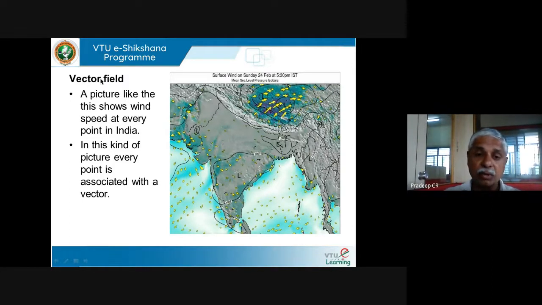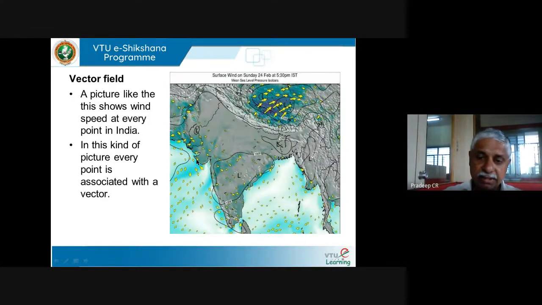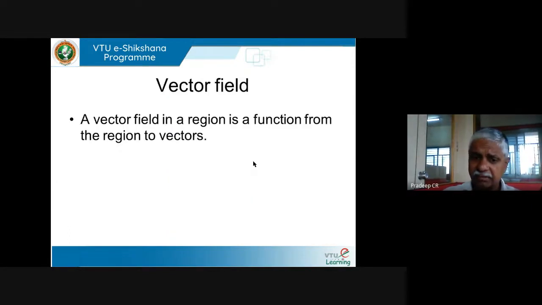Such a thing is called a vector field. This is also a vector field of a region. So how do I say this? A vector field in a region is a function from the region to vectors. So each point is associated with a vector. So it's a function from this picture, a two-dimensional region, to the set of vectors. So this is two-dimensional, but in general, I could have three-dimensional.